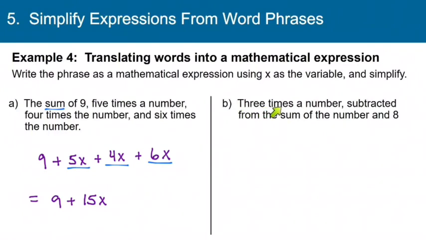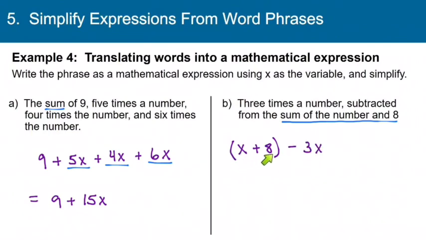Here in part B, we have 3 times a number subtracted from the sum of the number and 8. Okay, so subtracted from means that we're taking 3 times a number away from this other quantity. So we should start with the sum of the number and 8. So again, sum means add. The number and 8 would be x plus 8. And then we need to take away from that 3 times the number. So that's going to be minus 3 times the number.